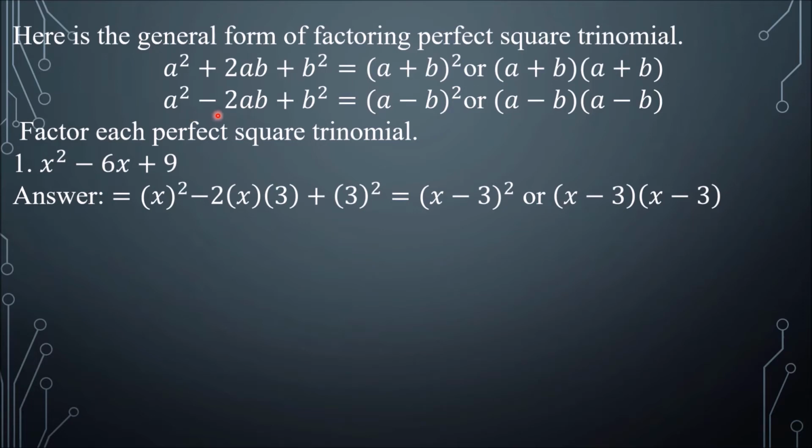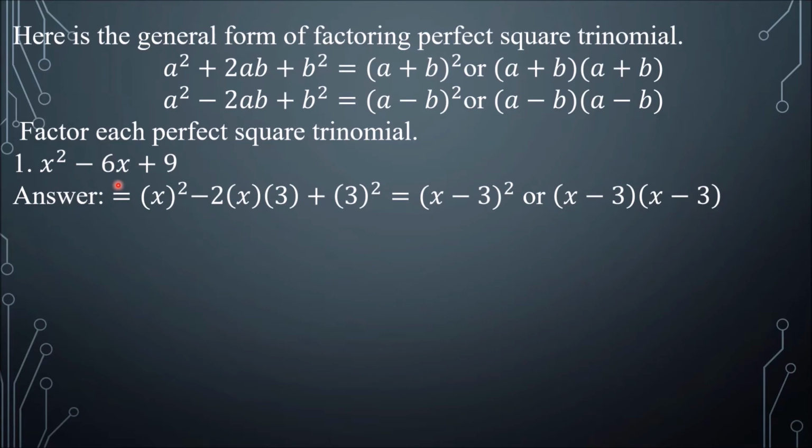A squared minus 2ab plus b squared is equal to (a minus b) squared, or (a minus b) times (a minus b). So take a look at the sign of the middle term. If it is positive, this one is also positive. If this one is negative, this is also negative. Let's have an example.